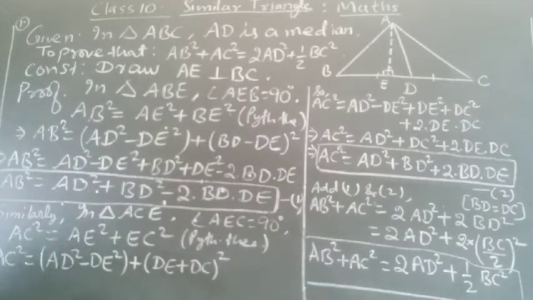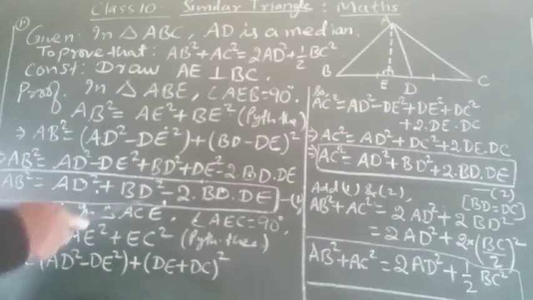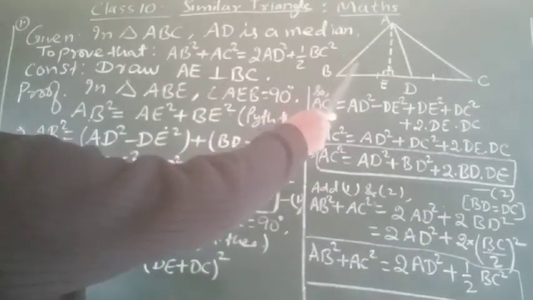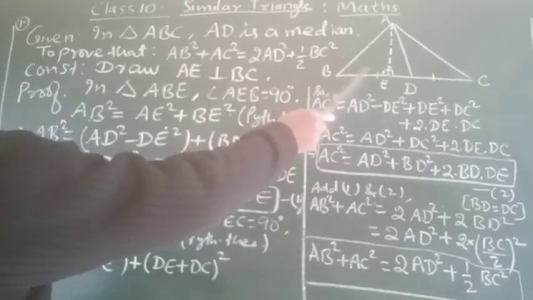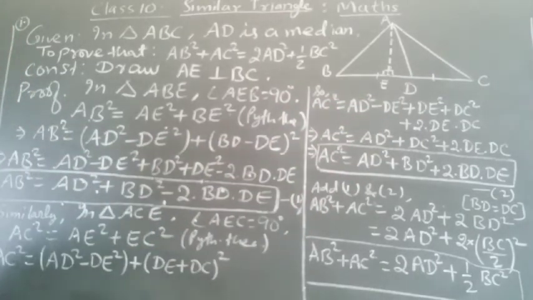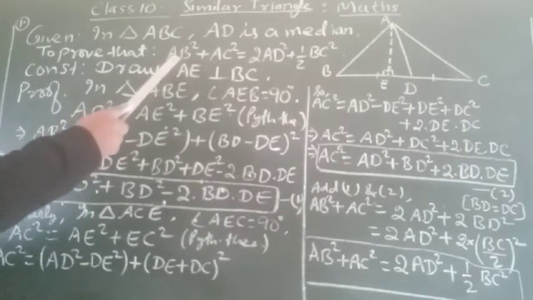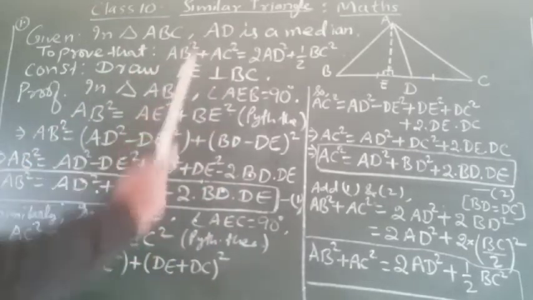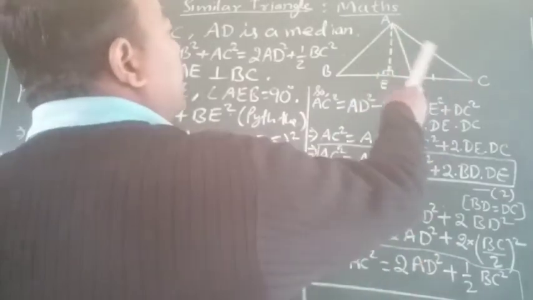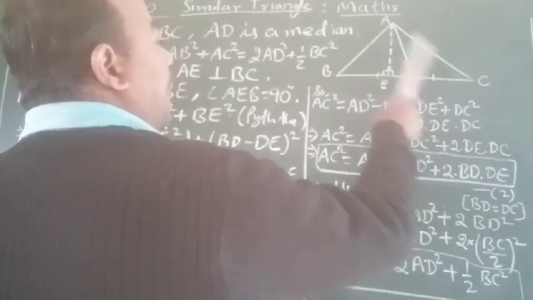This is equation number 1, and this is also known as the acute angle theorem, because here this one is an acute angle. So we can use this: AB square equals AD square plus BD square minus 2 into BD into ED. Now, the AB square work is over. Now it is the turn of AC square. How could you find AC square? It can be derived from the triangle AEC.